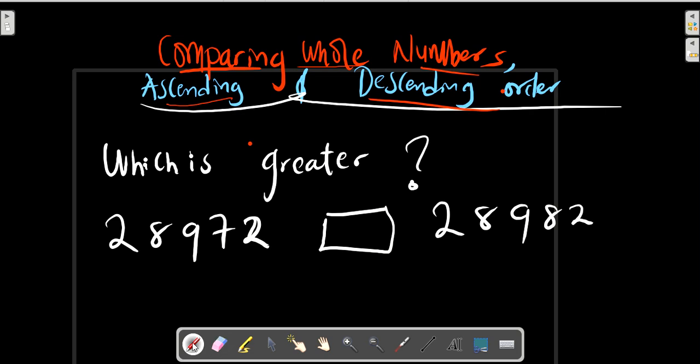Which is greater? 28,972 or 28,982? The first number is 28,972. The second number is 28,982.